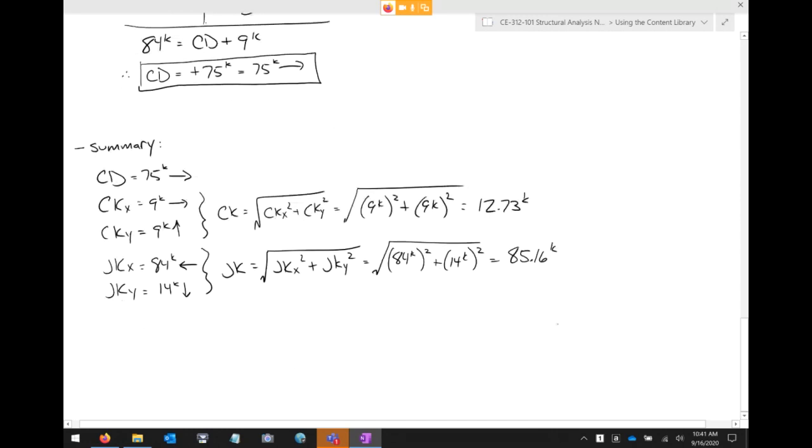We know that CD, when we did CD, was positive, so that's 75 kips in tension. CK, when we did CK, came out positive, so that is 12.73 kips also in tension. But the JK came out negative, so JK is 85.16 kips in compression.